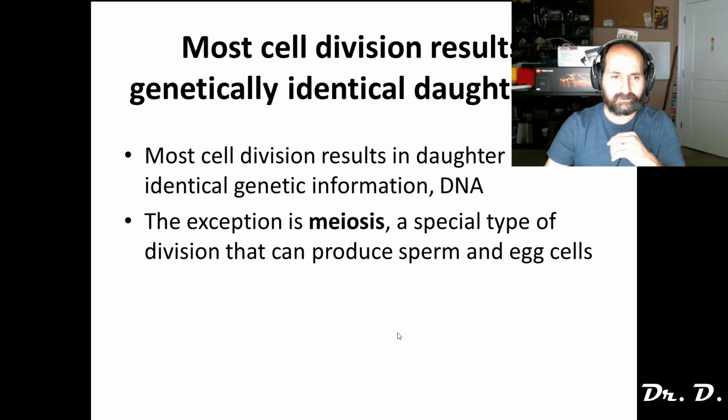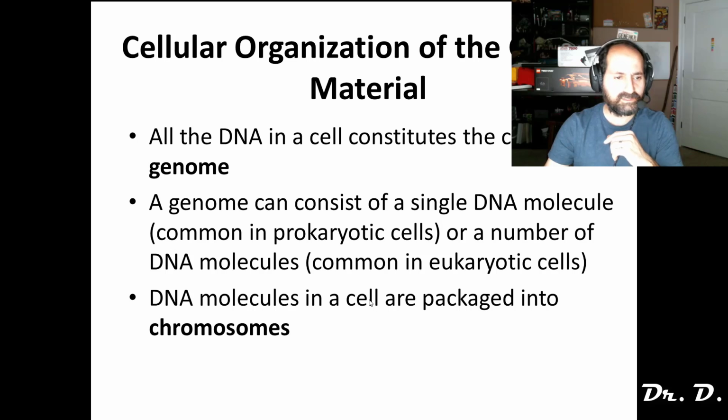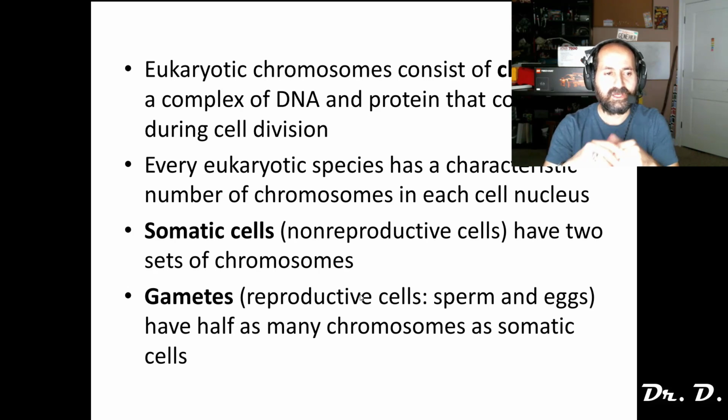Okay, so one thing you need to realize, let me show you this slide first. One thing you need to realize is that there are two major types of cells in your body. There are what are known as somatic cells. These are the non-reproductive cells. And then there are what's known as the gamete cells. These are the reproductive cells, including the sperm and the eggs.